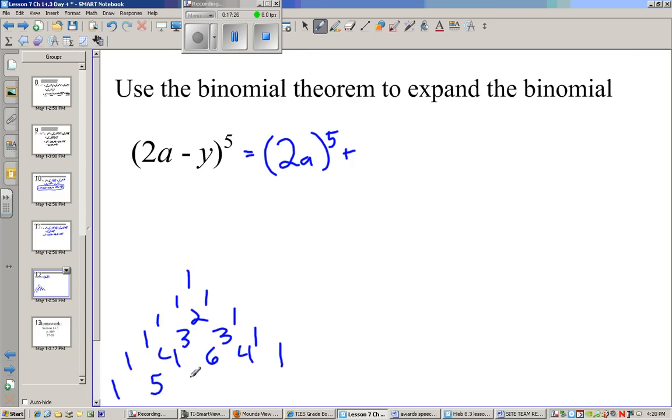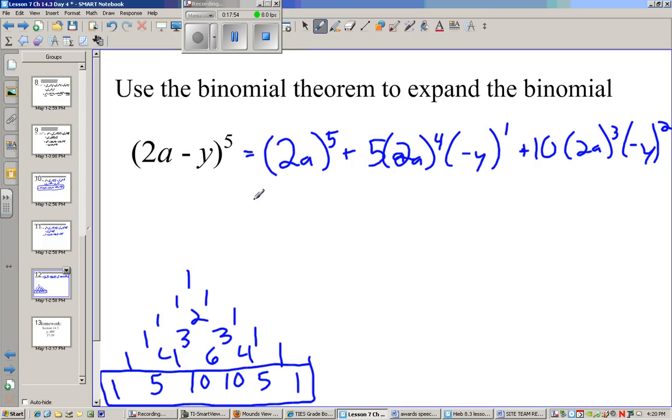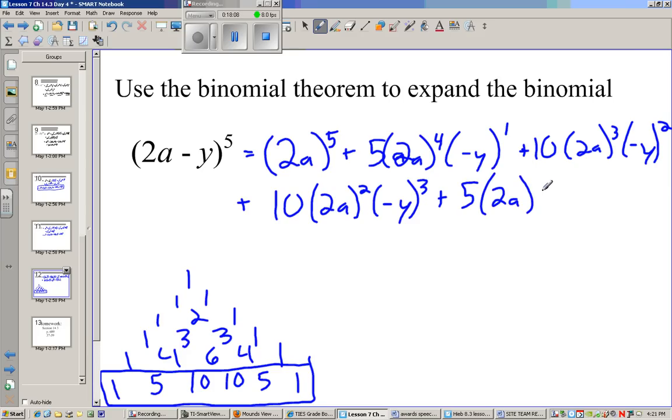The fifth row, we have 1, 5, 10, 10, 5, 1. And we can use this row to do each part of this. So 1 would be multiplied by this. Then 5 times 2a to the fourth times negative y to the first, plus 10 times 2a to the third negative y squared, plus another 10, that's this 10, times 2a squared negative y to the third power, plus 5 times 2a to the first power times negative y to the fourth, plus 1 times negative y to the fifth.